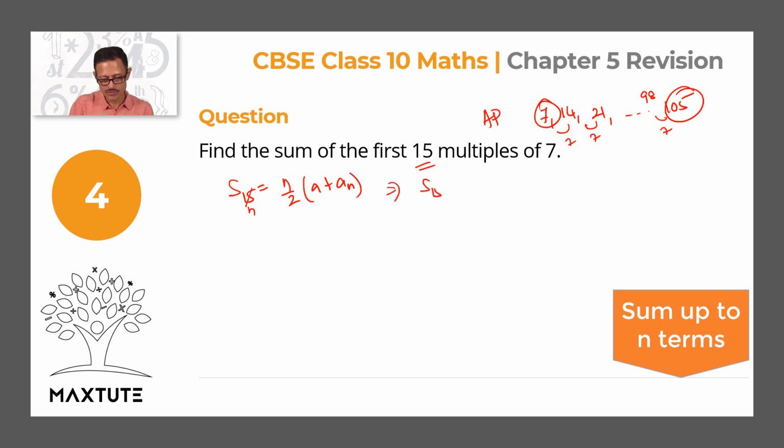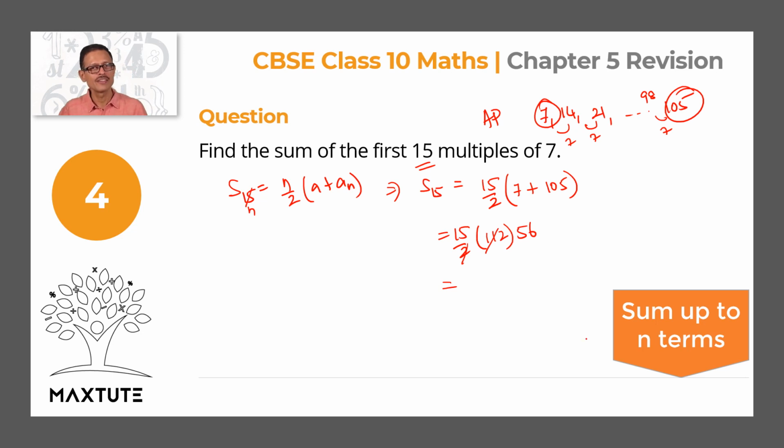So let's find out the sum of the first 15 terms, which is S15 equals 15 by 2 into the first term, which is 7, plus the last term, which is equal to 105. So this is 15 by 2 into 7 plus 105, which is 112. It cancels with the 2 to leave us with 56. 56 into 15: 56 into 10 is 560, 56 into 5 is 280, 560 plus 280 is equal to 840. So the sum of the first 15 multiples of 7 is equal to 840.